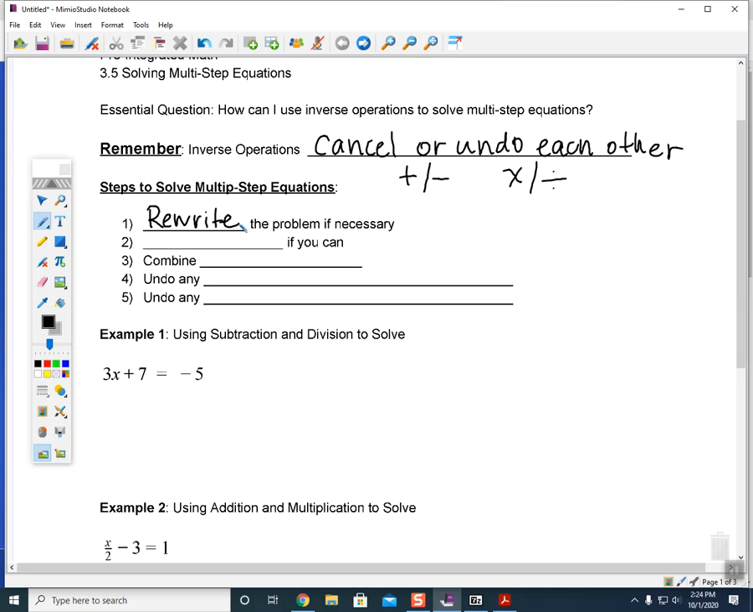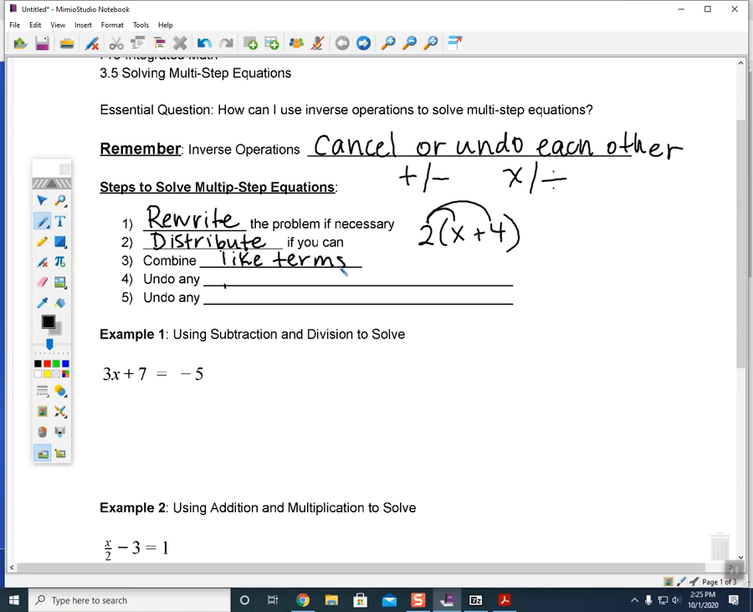My second step is to distribute if I can. So if I can distribute, this is what that would look like. It would be like having 2 times x plus 4. If I see something like this, I know that I need to distribute my 2 to my x and to my 4 before I can move along. So distribute if you can. After I'm done distributing, then I'm going to combine my like terms. Whatever I can combine on both sides of my equations, I will combine.